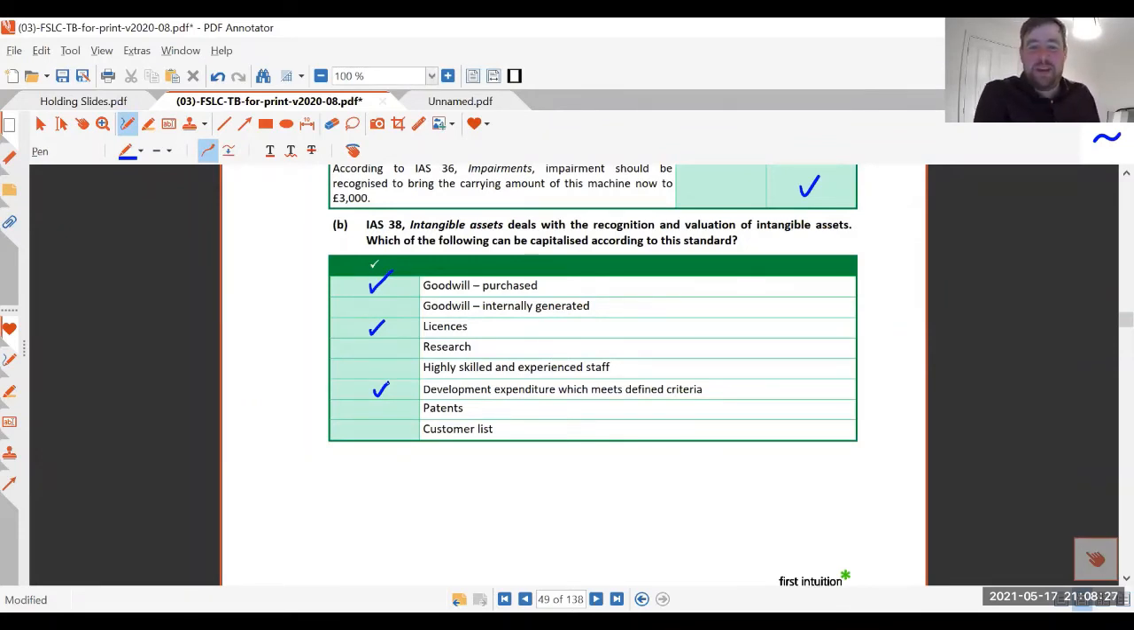Yeah, definitely needs to meet that criteria. Tells us that it does here. So we're all good. Patents as well. I would agree with that one. Again, they're your stereotypical intangible assets. Let's throw those in as well.